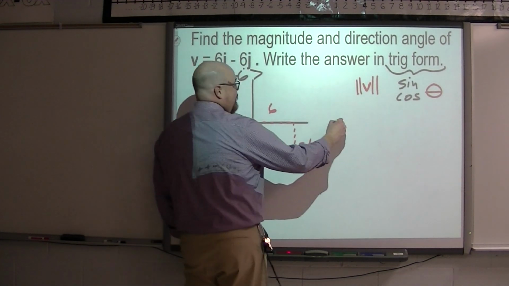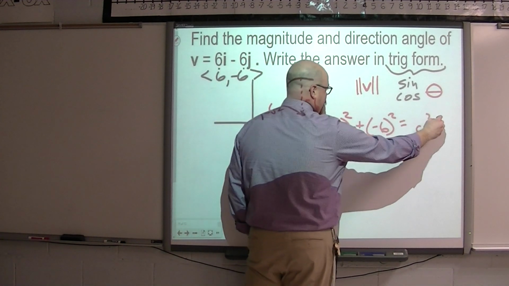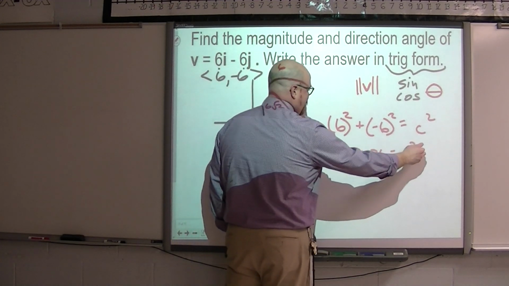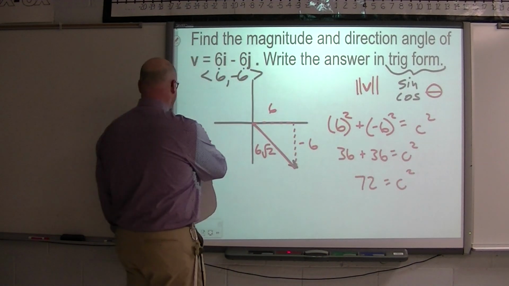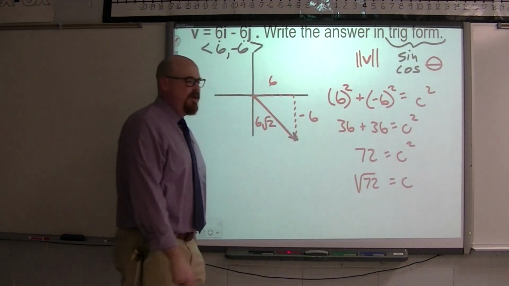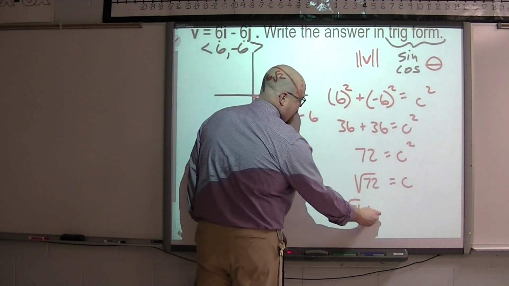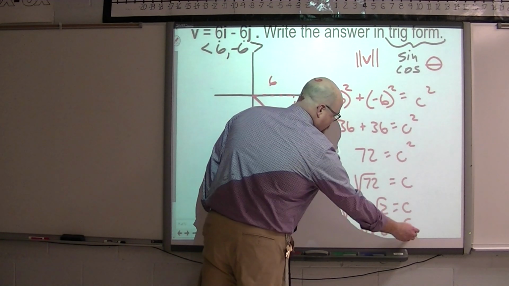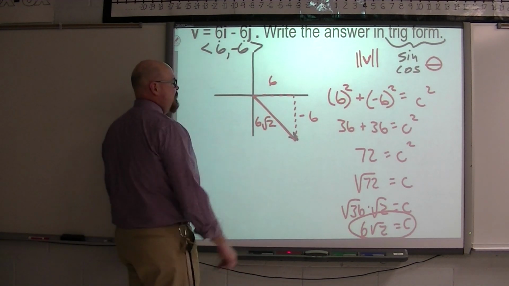If you don't want to do that, you can say 6 squared plus -6 squared is equal to, we can call it c squared if you want. 36 plus 36 is equal to c squared. This is 72 equal to c squared. We get the square root of 72 is equal to c, but 72 has a perfect square factor of 36. So that's where we get our 6 radical 2 from for our magnitude. Okay? So we have our magnitude of 6 radical 2.